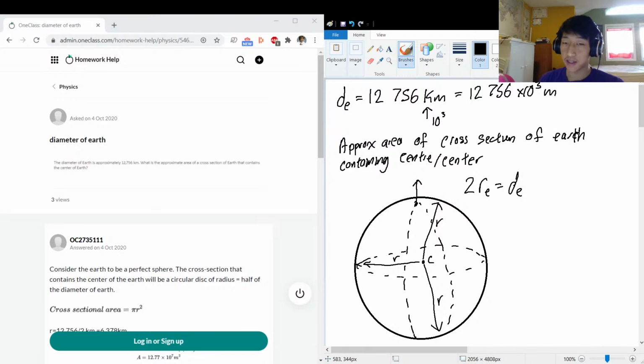And if we wanted to find the cross-section, well, we know the cross-section is going to be a circle. The cross-section of any sphere has to be a circle. So this is really just a situation where we're trying to find the area of a circle, which is fairly straightforward. So know that A for area of a circle is equal to 2 times pi times r squared. Okay, we don't have r directly, we have it indirectly from DE.